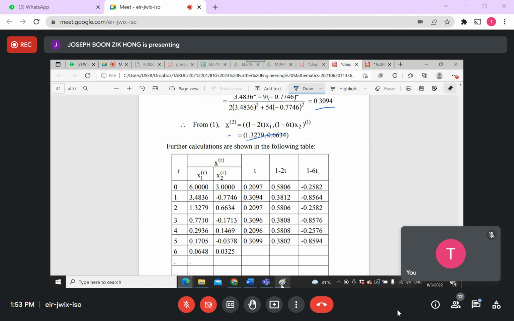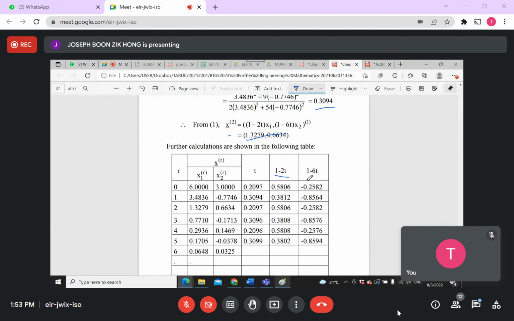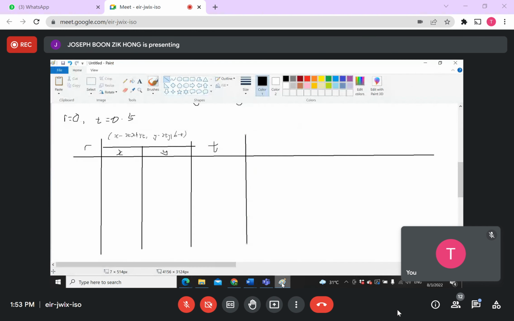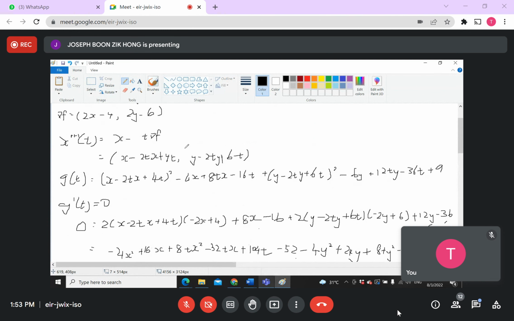And then after that, we have our t, although the t here is always 0.5. Okay, and then 1 minus 2t and 1 minus 6t. Where is the 1 minus 2t, 1 minus 6t? Here. So for this case, 1 minus 2t, what they do here is, because we know that my x is this one, that means if you take out your t, it will be something like this. Take out your t.